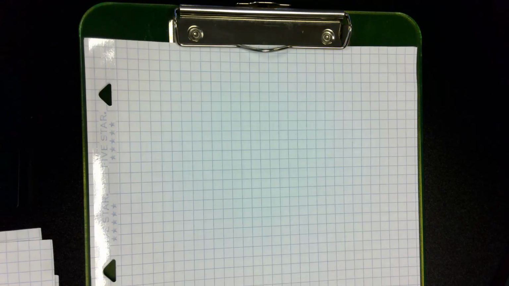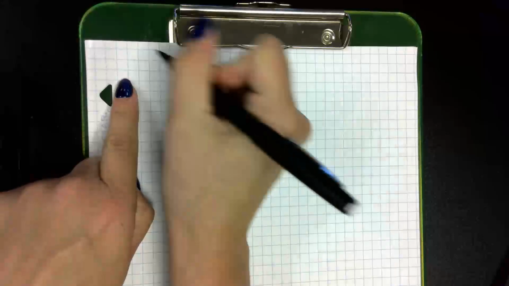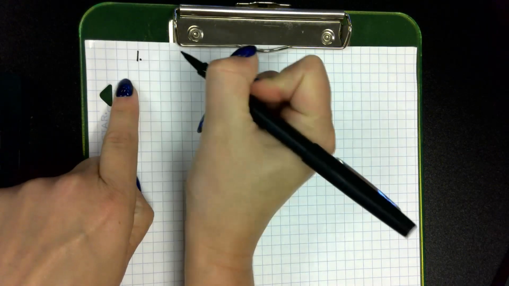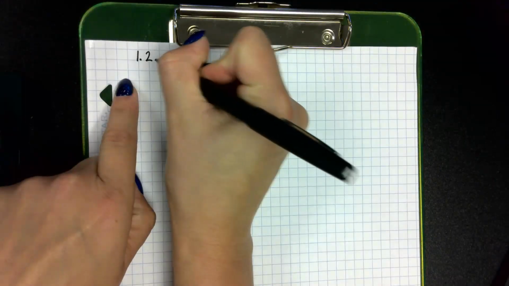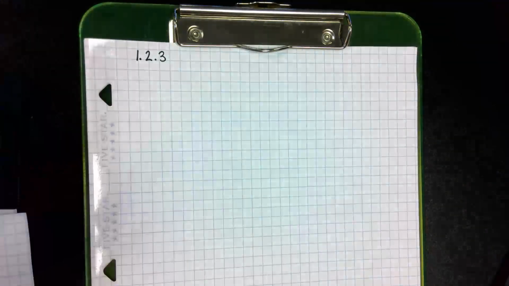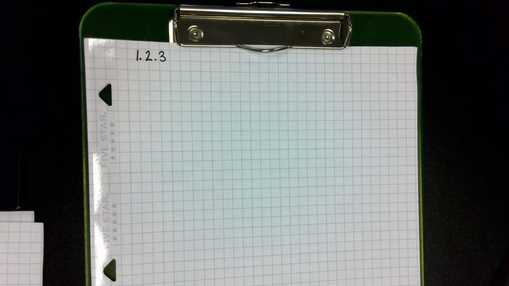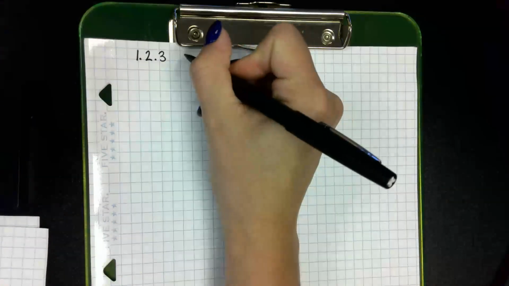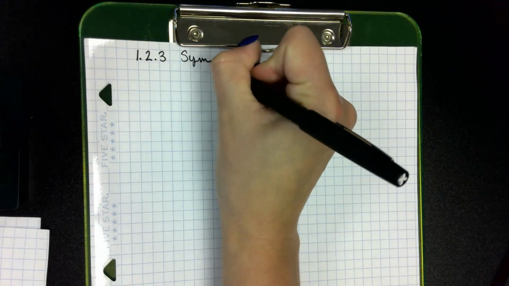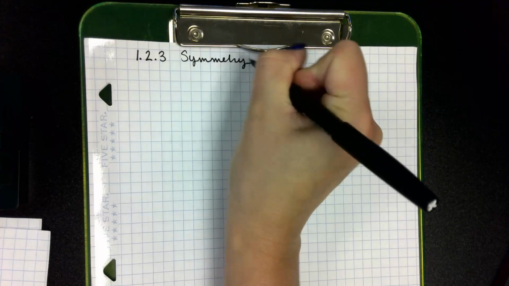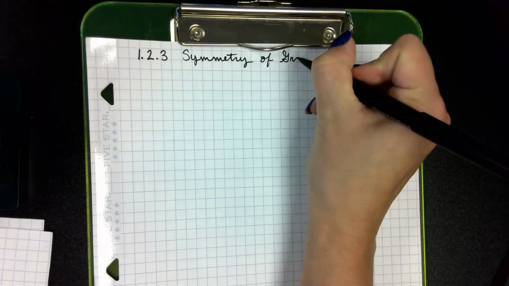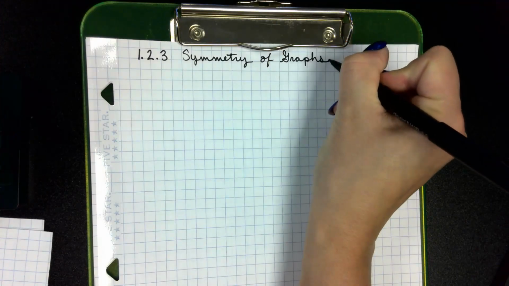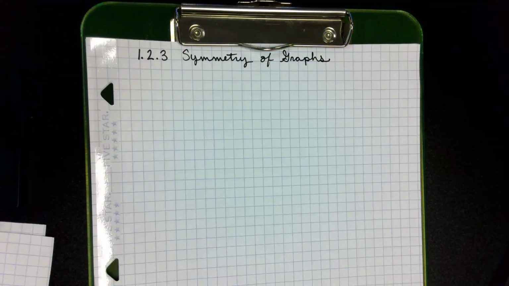All right, so we are still on chapter 1. So we are on section 1.2, day 3. So chapter 1, section 2, day 3. And we're looking at symmetry of graphs. Symmetry of graphs.